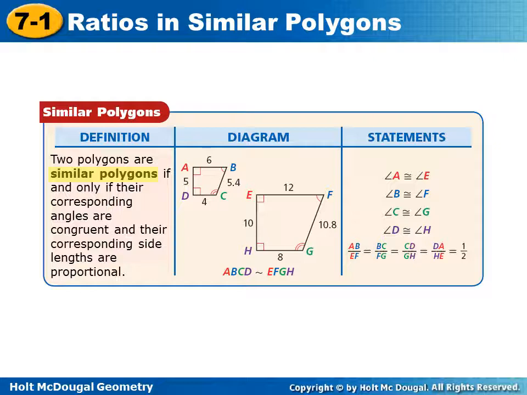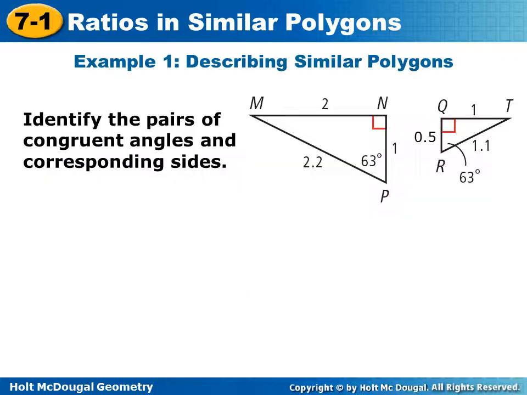Two polygons are similar polygons if and only if their corresponding angles are congruent and their corresponding side lengths are proportional. Remember, a proportion is when you can set up two fractions equal to each other. In our picture here we have polygon ABCD and polygon EFGH, and all of the angles are congruent, just like in a congruent polygon, but the sides, rather than being congruent, are proportional. In the example they've given here, the proportionality constant is 1/2.